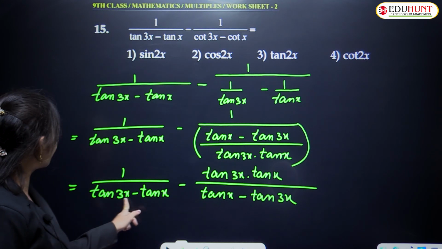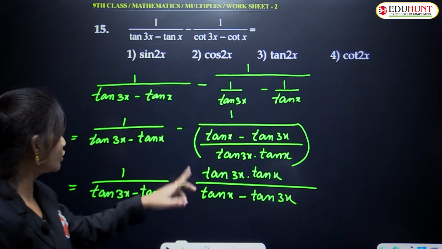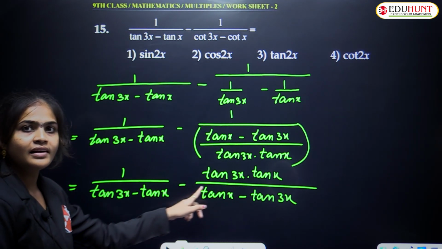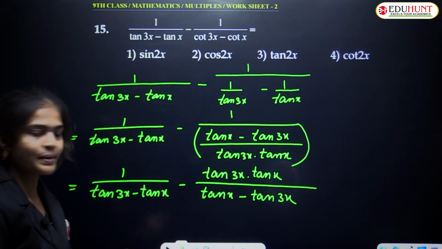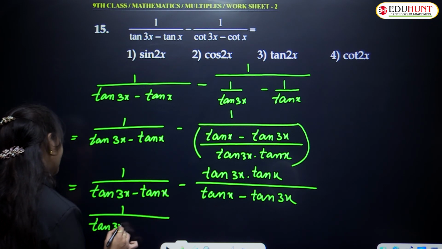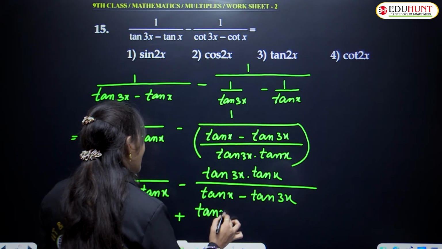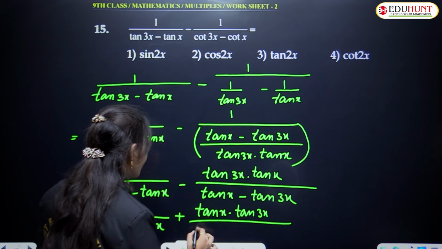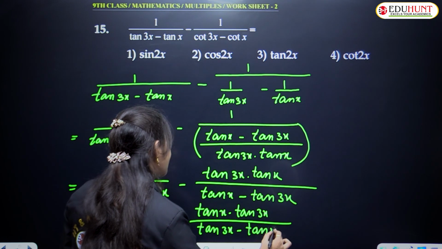Children, see that here tan 3x, tan x; tan x, tan 3x. Just like the previous question, here also we can change the symbols. If you take that minus as common, then minus tan x plus tan 3x. So minus into minus becomes plus. So here we can write this as 1 by tan 3x minus tan x, plus tan x into tan 3x. Here no need to change any sign. Why? Because that is in product. So that's why, by tan 3x minus tan x.